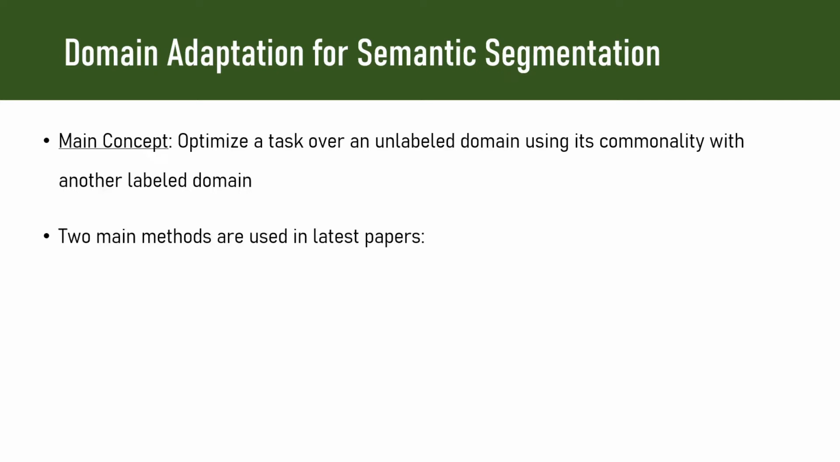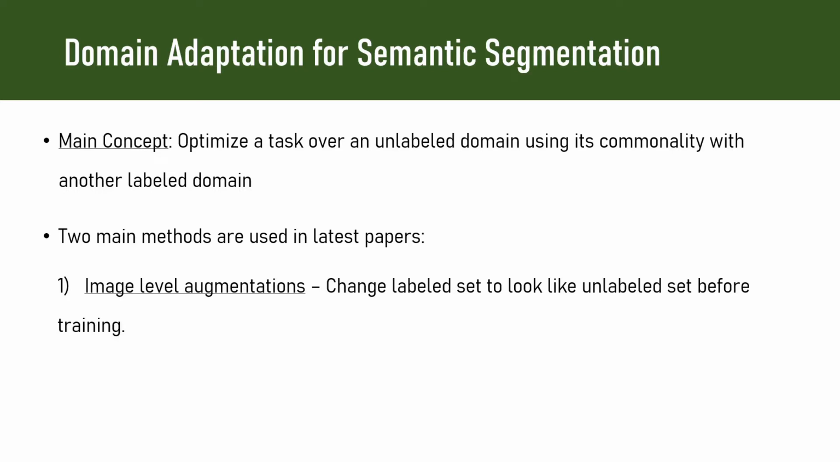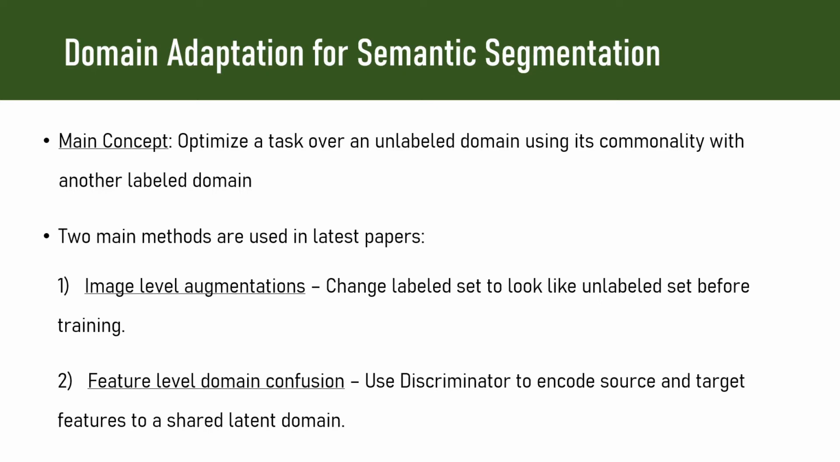We'll be seeing two main concepts of domain adaptation. The first, image-level augmentation, where we want to change the source labeled dataset to look more like the target unlabeled dataset before training. The second is called feature-level domain confusion, where we use a discriminator in order to teach the encoder of the segmentation network to encode the source and the target features into a shared feature domain. Hopefully, this shared feature domain will be reliant on the commonality of both domains.